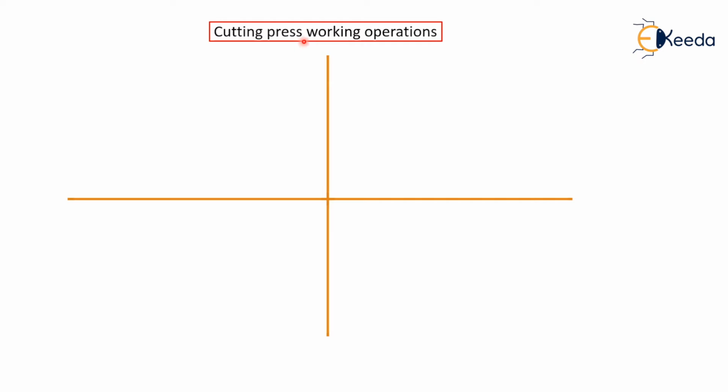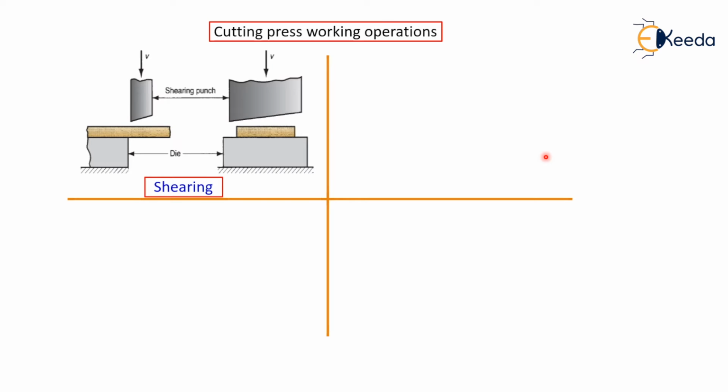Now let us see the cutting press working operations in detail. Shearing operation. Shearing is the sheet metal cutting operation along a straight line between two cutting edges. Shearing is typically used to cut large sheets into smaller sections for subsequent press working operations. It is performed on a machine called a power shear or shearing machine.